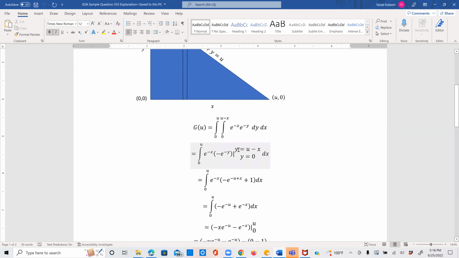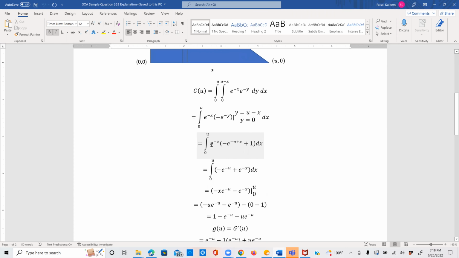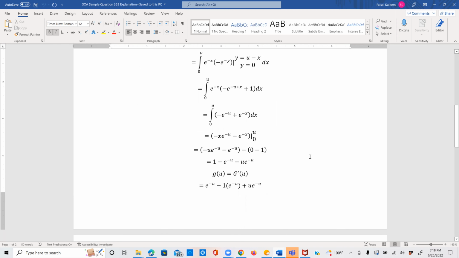So when you put the upper limit, y is u minus x, so it's a negative here, so we get negative e to the negative u plus x when you distribute the negative. And the lower limit, negative negative is positive, and e to the 0 is 1. And then we distribute: when e to the negative x is multiplied with e to the negative u plus x, the exponents are added, so negative x minus u plus x is just negative u. So you get negative e to the negative u, and here e to the negative x times 1 is just e to the negative x.